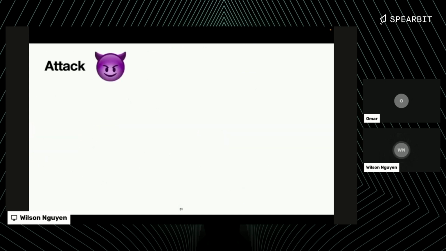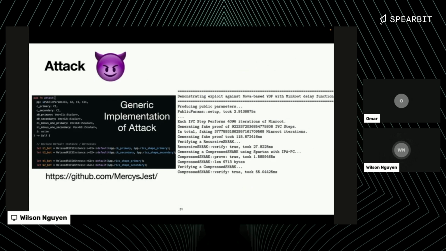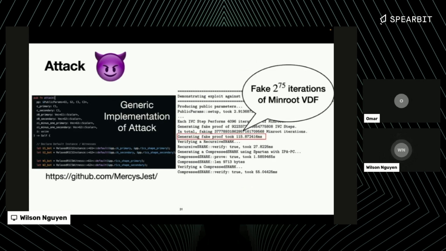And so we actually implement this attack generically for any choice of functions, and we generate a fake proof of 2 to the 75 iterations of the min-root VDF in only 116 milliseconds. And so that proved that the attack was a real attack.